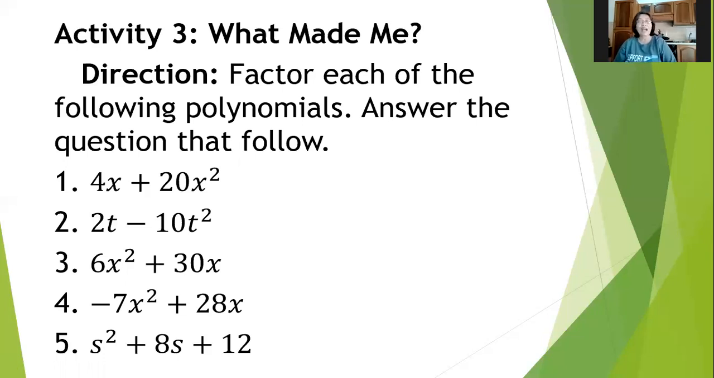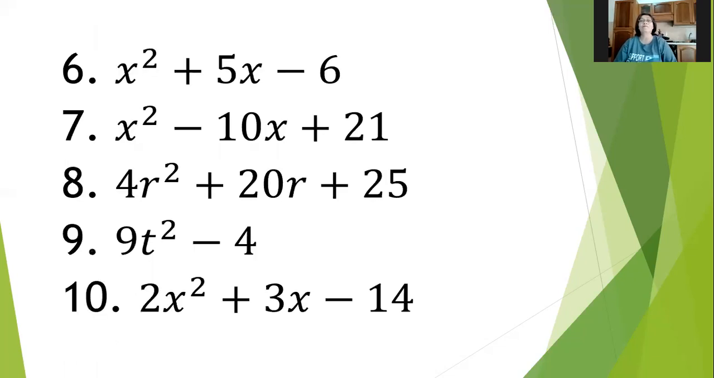Number 5, s squared plus 8s plus 12. The factor of this one is a binomial. And number 6, x squared plus 5x minus 16. The factor of number 6 is also a binomial. Okay, number 7, x squared minus 10x plus 21. The factor is also a binomial.